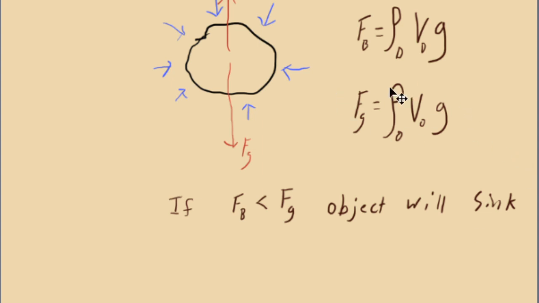Okay, and so this equation that just popped up, my program's running slow, is just our force from gravity. So our buoyant force was the density of the fluid being displaced, times the volume of the fluid being displaced, times gravity. And our force of gravity is just the volume of our object times the density of the object, which is just mass, and then we're multiplying that by gravity.